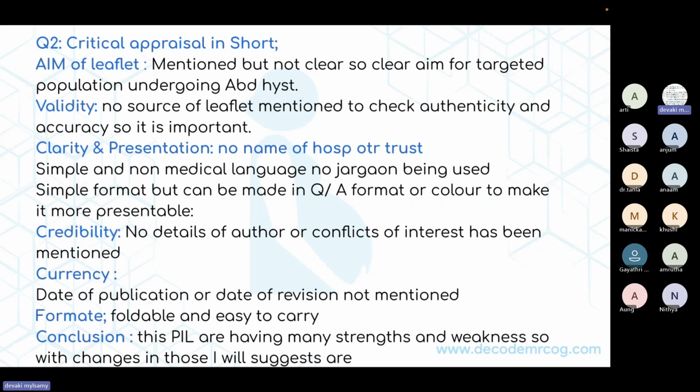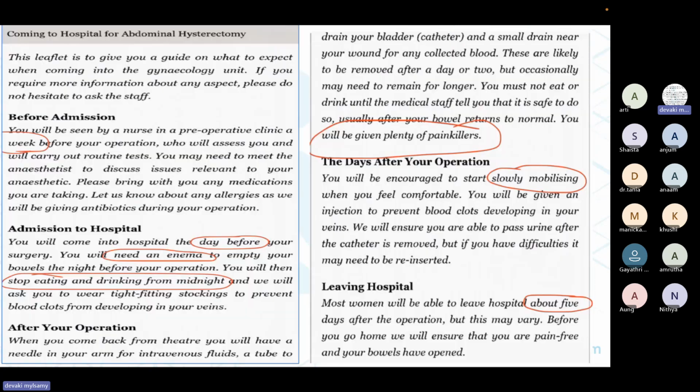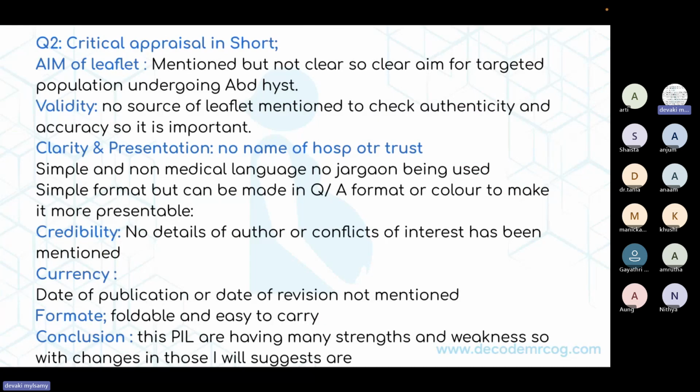Always remember under what headings you are going to do the critical appraisal of a patient information leaflet. First, the aim of the leaflet. Here the aim has been mentioned, coming to the hospital for abdominal hysterectomy, but it is not crystal clear and not bold enough, which can be missed out very easily. So the aim has been mentioned, but I wanted it to be more bold and more clear.